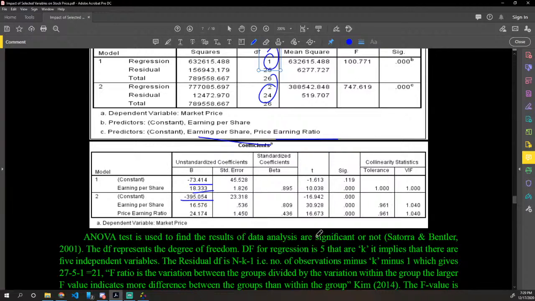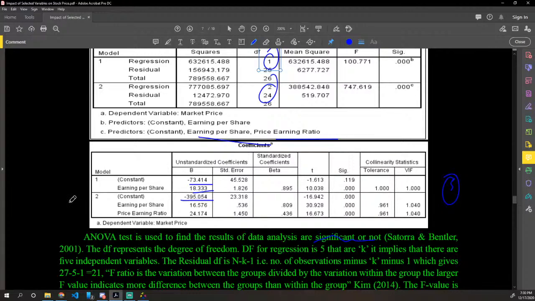So basically the ANOVA test is to find whether the result of data analysis is significant or not. The degree of freedom for regression is 5, that is k. It implies that there are 5 independent variables, right? Yep, there are 5 independent variables, and then the residual df is n minus k minus 1, so it's 27 minus 5 minus 1, which is 21, right?